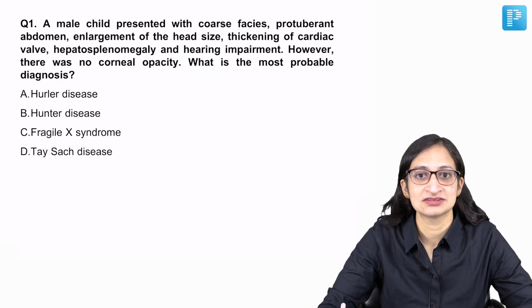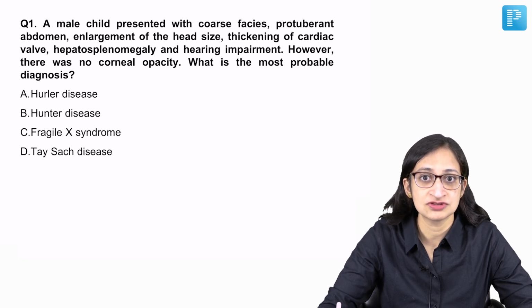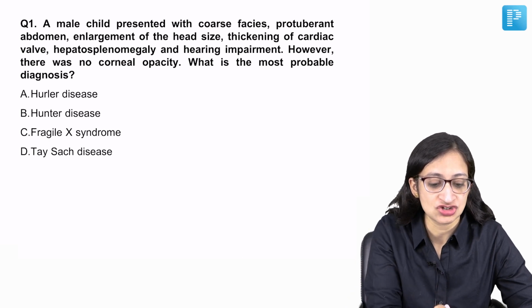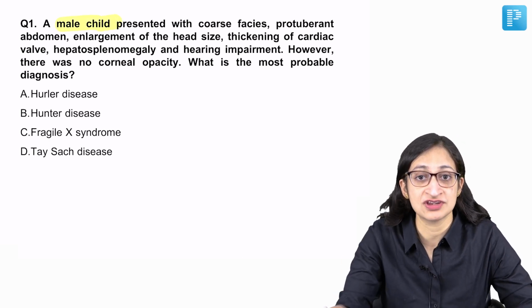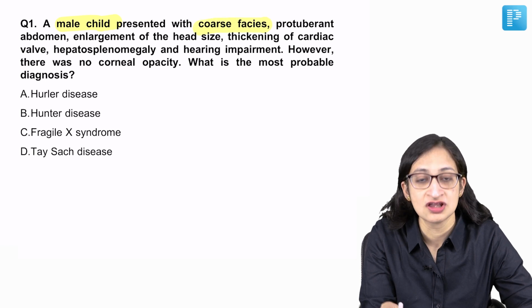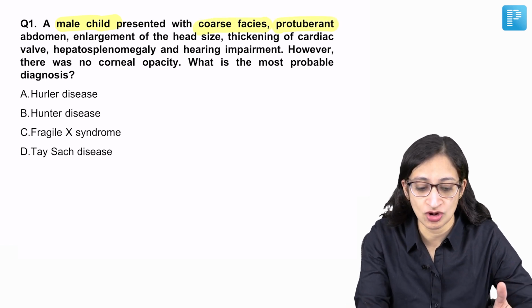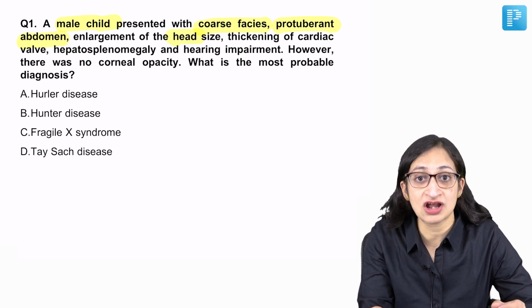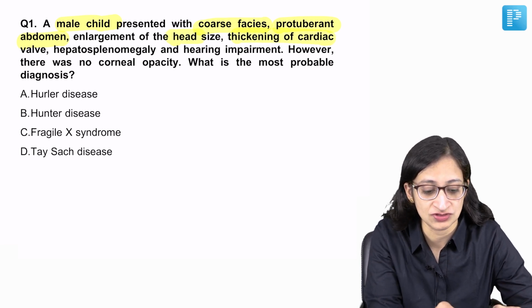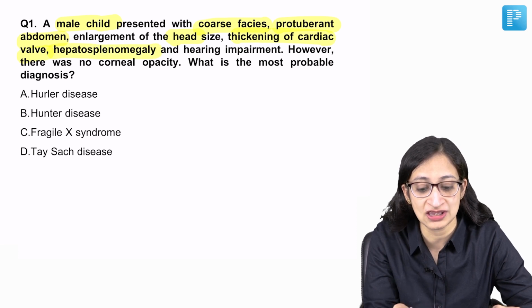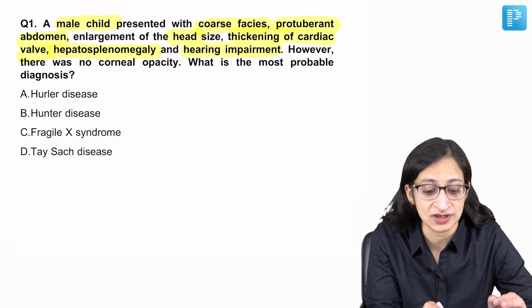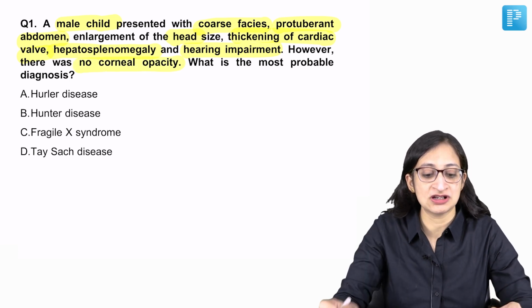Hello friends. So let us move straight to the MCQs that we are going to discuss today, starting with the first question. We have a male child who presented with coarse facies, a protuberant abdomen, enlargement of the head size, thickening of the cardiac valves, hepatosplenomegaly and hearing impairment. However, there was no corneal opacity. What is the most probable diagnosis?